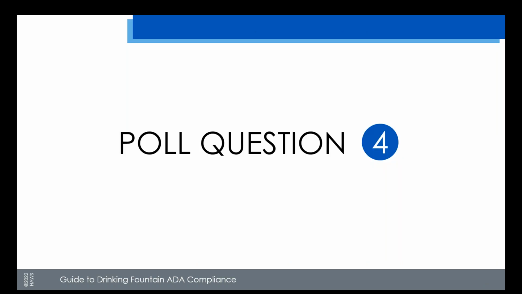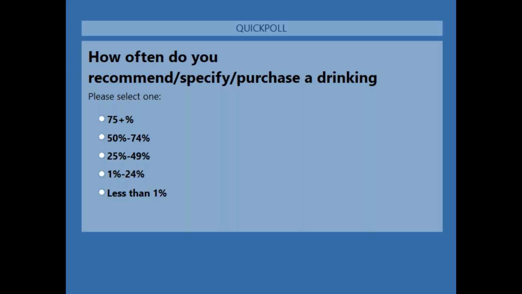So now we're going to hop back into our second to last poll question. And this poll question is, how often do you recommend, specify, or purchase a drinking fountain with a bottle filler attached? A lot of responses coming in quickly for this one. I like to see that. Thank you, everyone. The options for this, you can only select one, but they are 75+% of the time, 50% to 74% of the time, 25 to 49% of the time, 1 to 24% of the time, or less than 1% of the time.